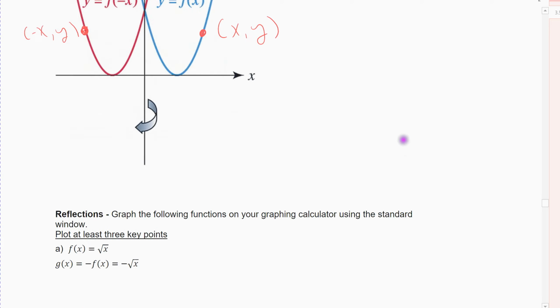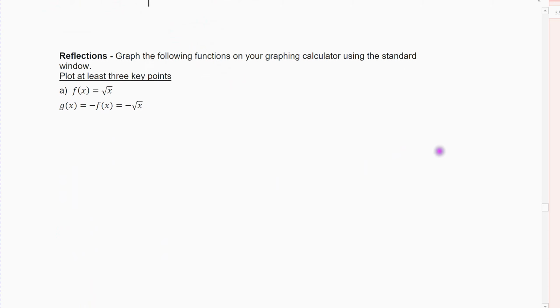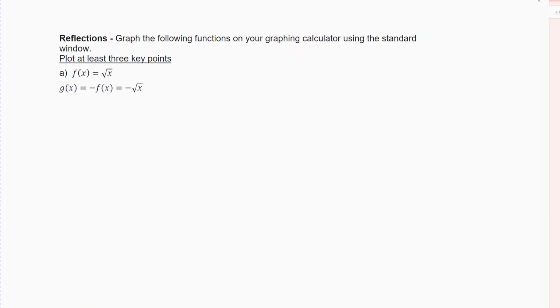So I'm going to do a couple of examples. And again, you always plot at least 3 key points whenever you're graphing anything where you're doing transformations. 3 key points is always what we use. And key points meaning if it's a parabola, you've got the vertex and a point on each side. So that's what we mean by key points.